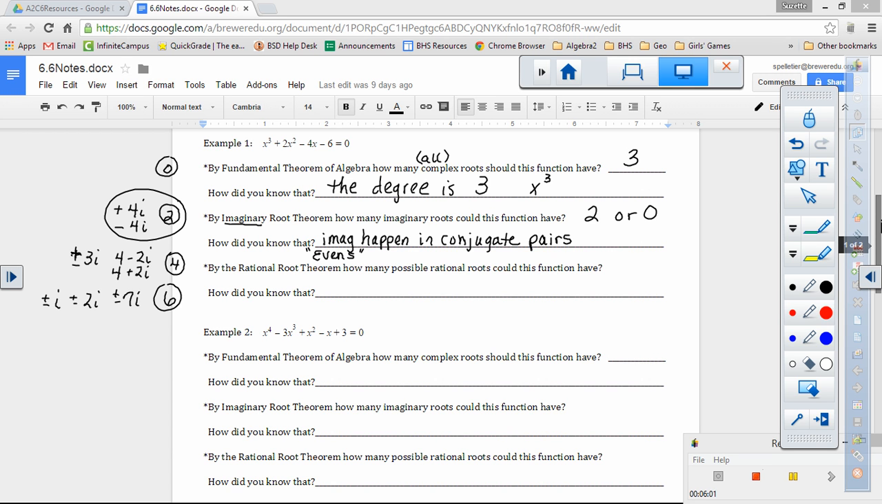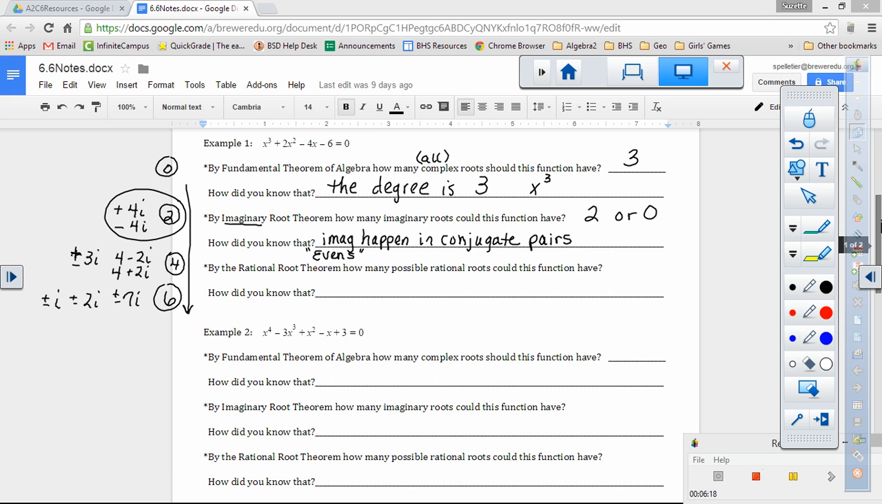Okay, so my possibility is 0, no imaginary roots, or the maximum of 2 in this case because it's an x to the third. I can't have 4 roots if it's an x to the third function, so I can stop going up my list and telling those possibilities.